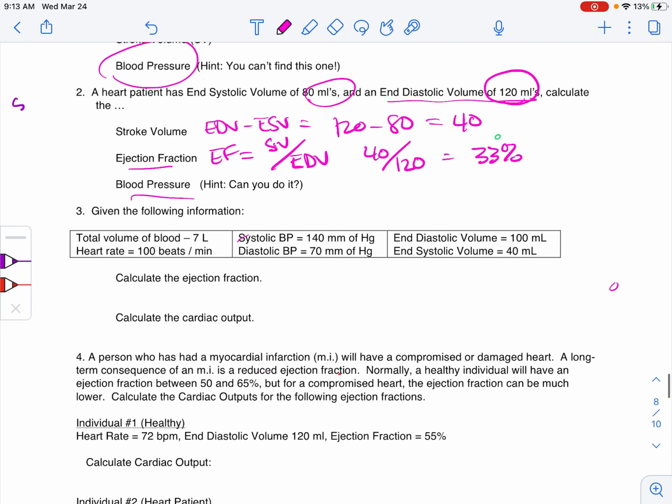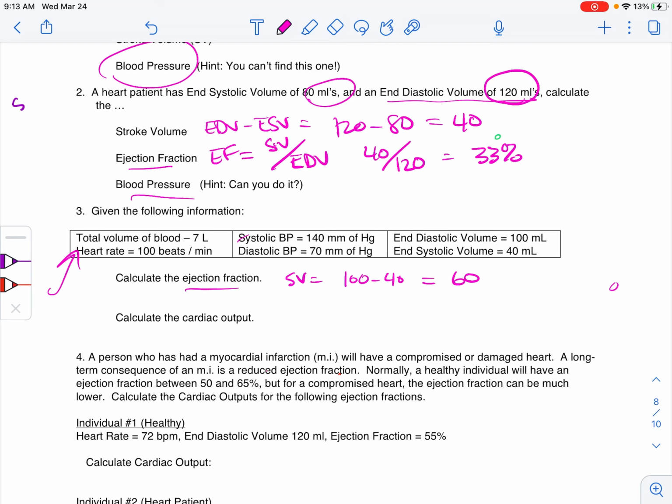Now we're getting down to this one. This is the tough stuff. So you're going to get something exactly like this on your test. Is it the same numbers? Of course not. Okay, calculate the ejection fraction. So we already did that. Now we have to figure out the stroke volume first, the SV. So we're going to take 100 minus 40, and we get a stroke volume of 60.